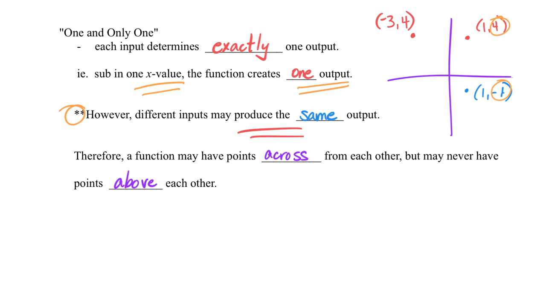It's just a relation. So how can we sum up what we just had on our picture? Look at the last little statement. Therefore, a function can have points that are across from each other. Look at my red points, no problem. But you can never have points that are above each other. Take a look at my (1, 4), and then my blue point. That could not happen when we talk about a function.